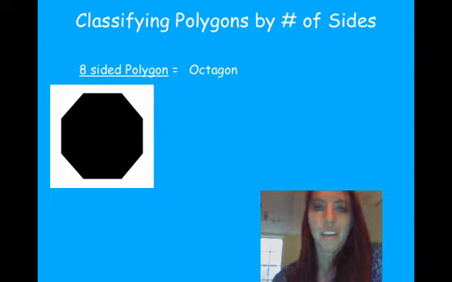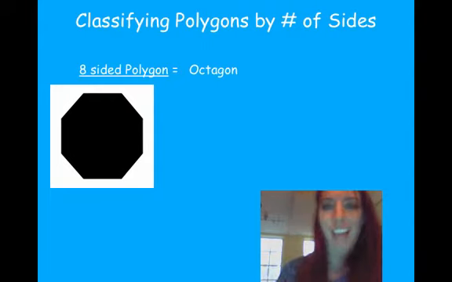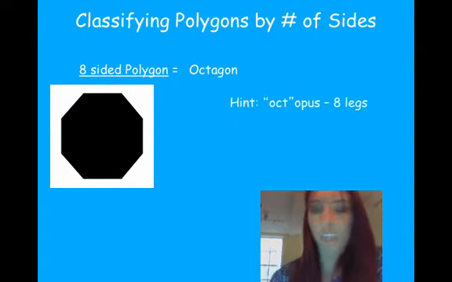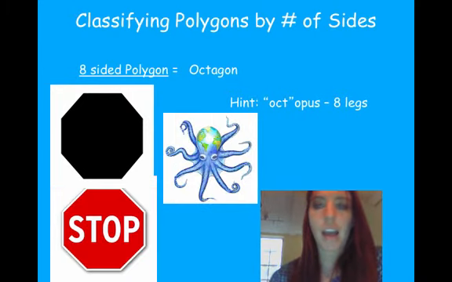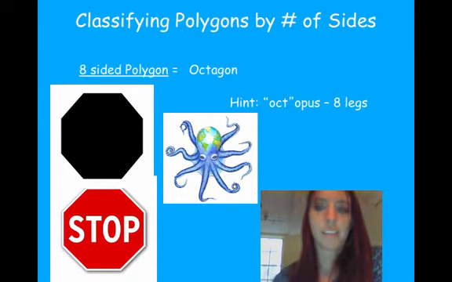All right, an eight-sided polygon is called an octagon. Octagon, which is my favorite polygon. An octagon has 8 straight sides that all connect to each other. Octopus has 8 legs, so you can remember the octagon, okay? The octopus, okay? And as I'm sure you're aware, an octagon is the same shape as a stop sign.